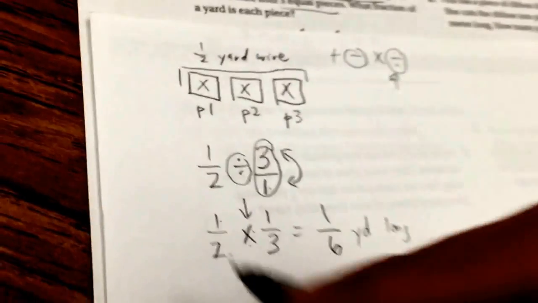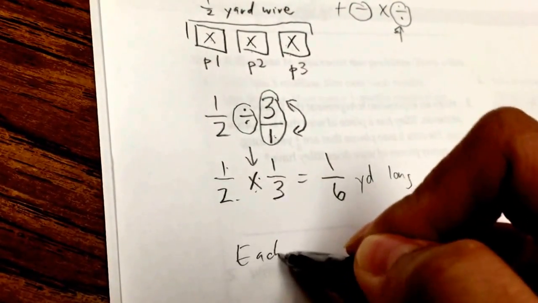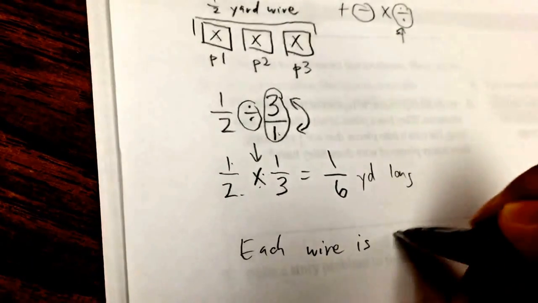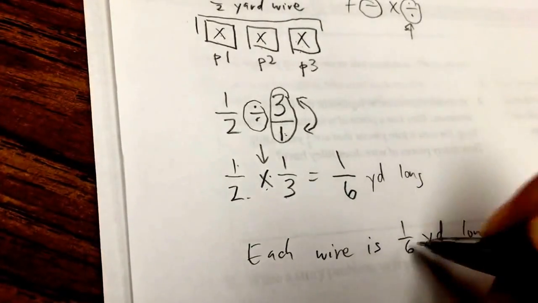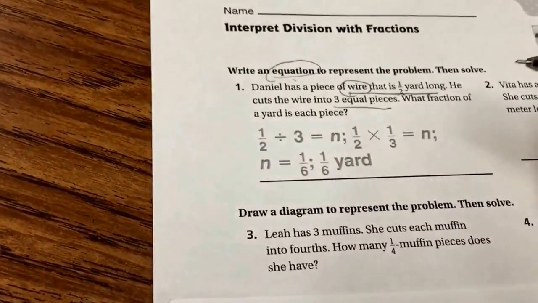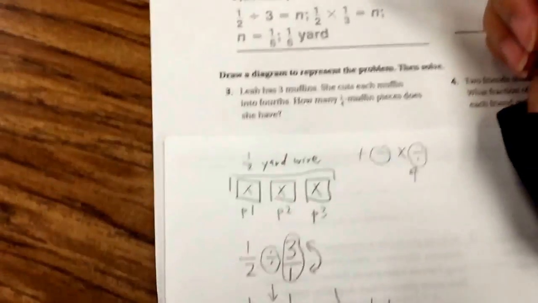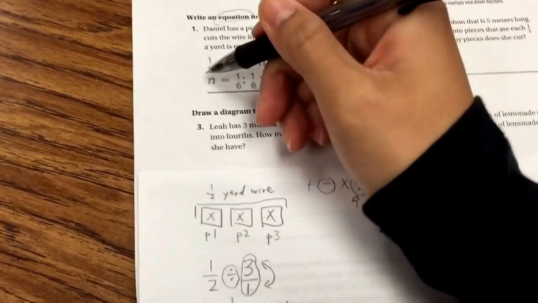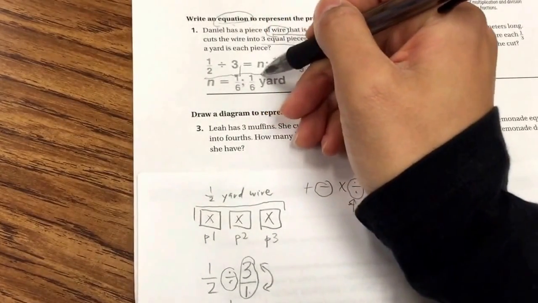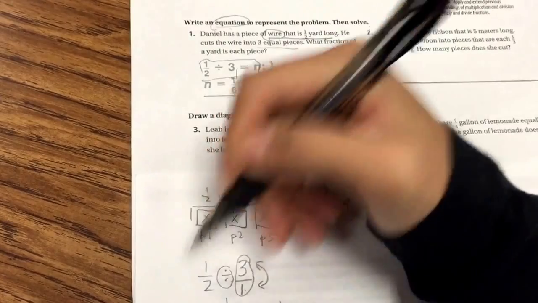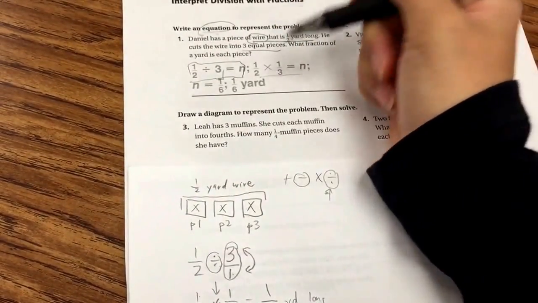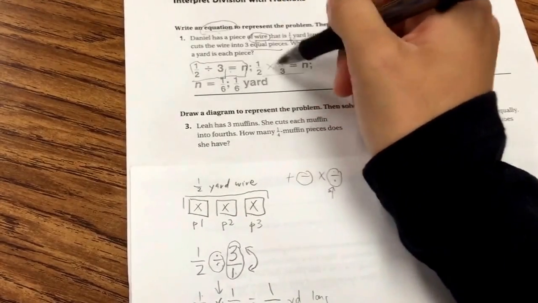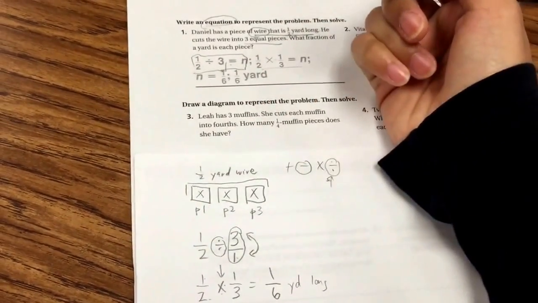So if you want to turn this into a complete sentence, you could say each wire is 1/6 of a yard long. You could see here, the answer is 1/6 yard. Comparing my work with theirs, you could see that the equation is right here. That's my equation. They could see the work is right here, and then our final answer. I don't want you writing it left and right like this, like they did. I want you to write it up and down so that I could see your process a little bit easier.